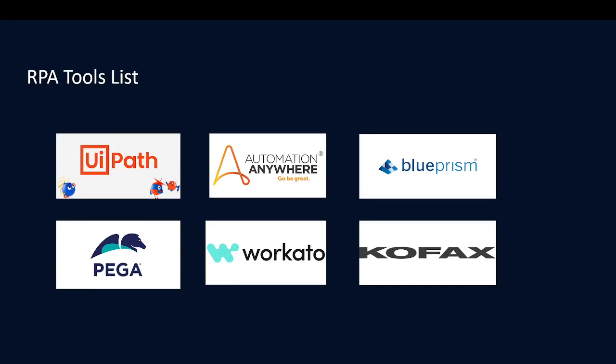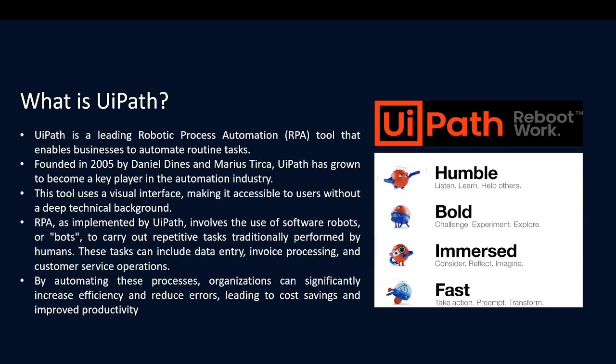And coming to the RPA tools list. These are a few RPA tools: UiPath, Automation Anywhere, Blue Prism, Pega, Workato, Kofax. So these are the few RPA tools I have listed here. So let's dive deeper into one of the important tools, which is UiPath.